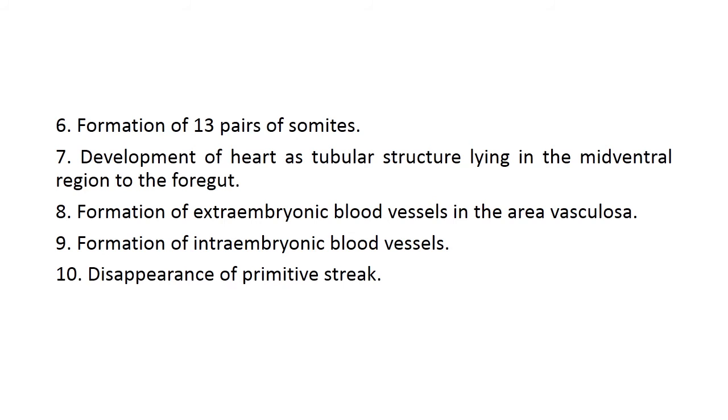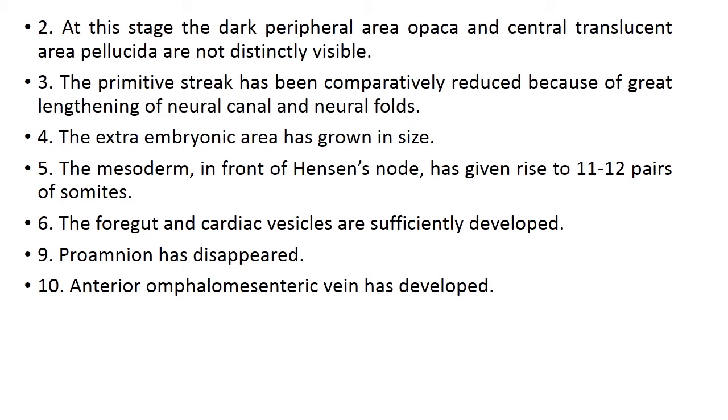Development of the heart as a tubular structure lying in the mid-ventral region to the foregut. Formation of extra-embryonic blood vessels in the area vasculosa. Formation of intra-embryonic blood vessels. Disappearance of the primitive streak. At this stage, the dark peripheral area opaca and central translucent area pellucida are not distinctly visible. The primitive streak has been comparatively reduced because of great lengthening of the neural canal and neural fold.